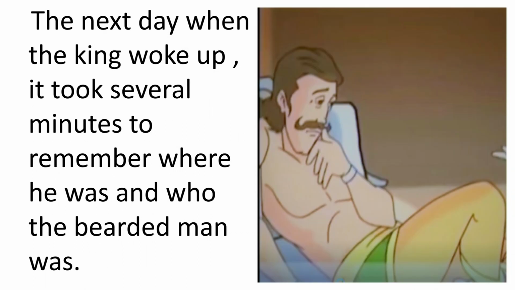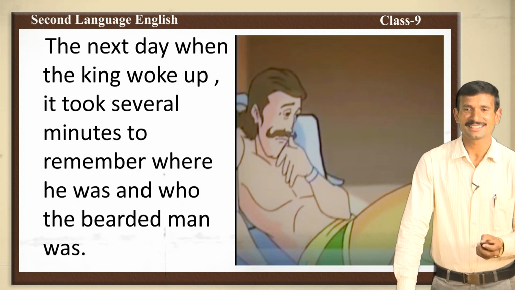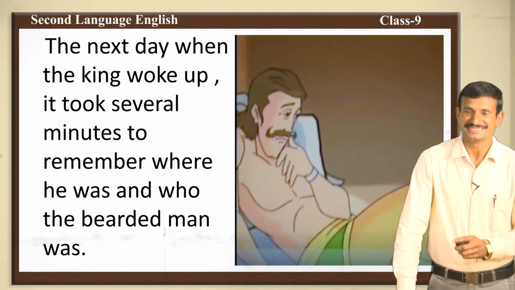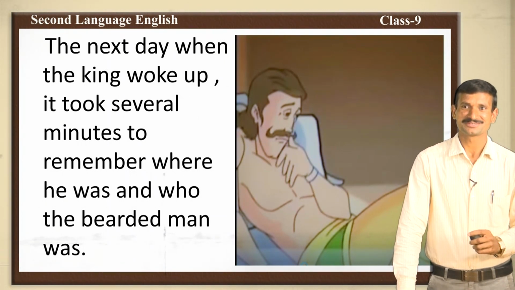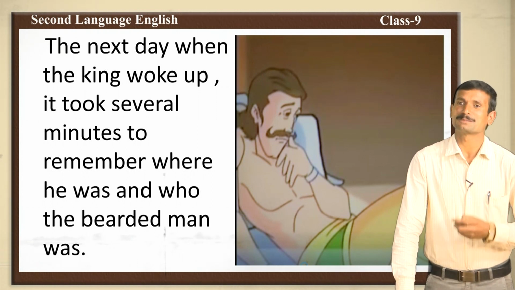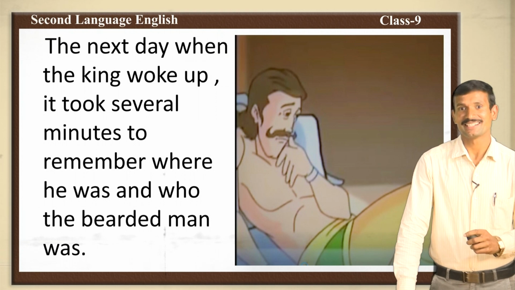The next day, when the king woke up, it took several minutes to remember where he was and who the bearded man was. Why? The king usually slept in the palace, but now he is in the hermit's hut, so he couldn't realize it all of a sudden. After some time, he realized where he was and who the man was. Now, what will happen? Who is this person? Yes, the bearded man.